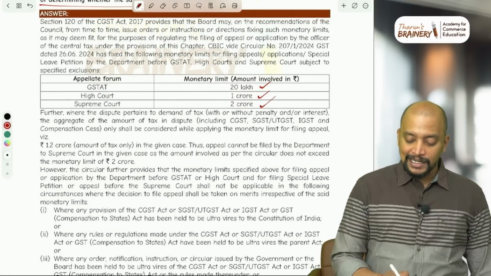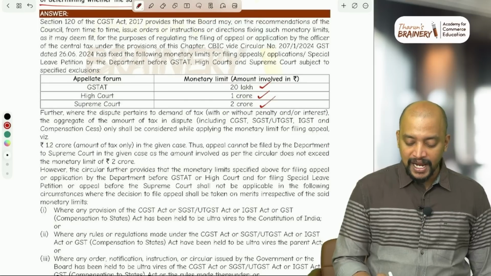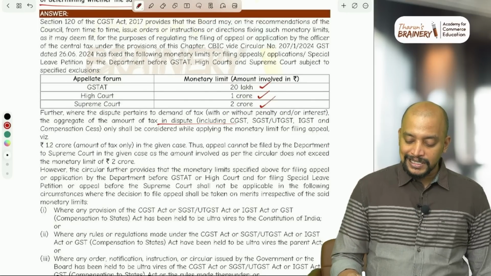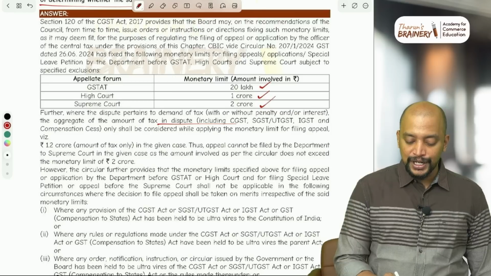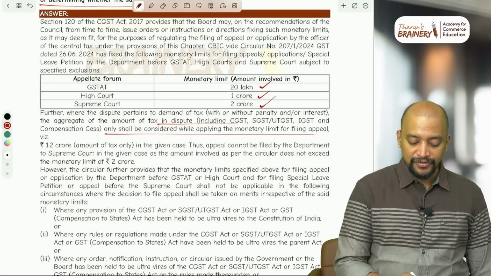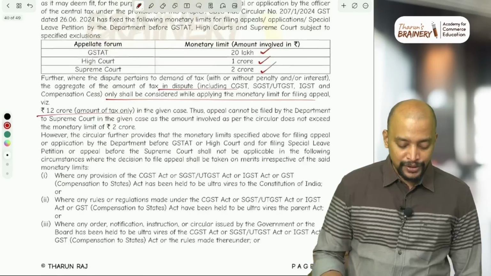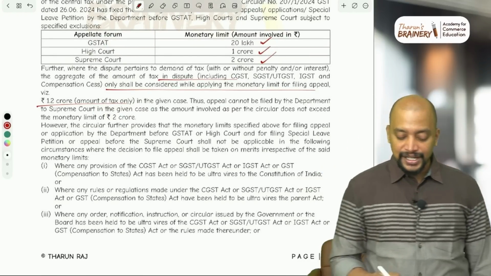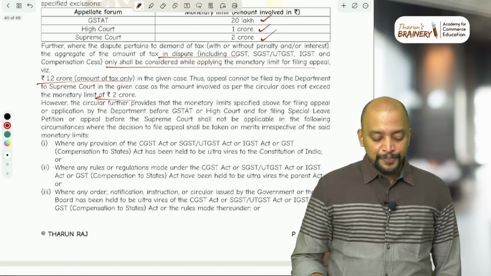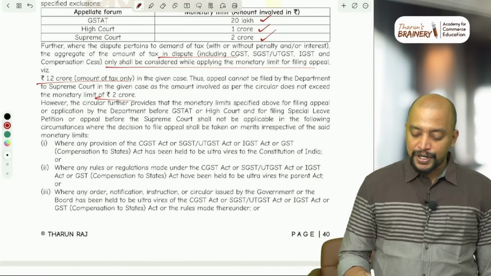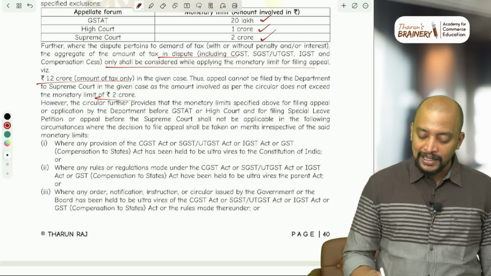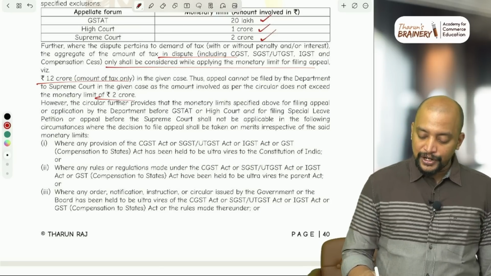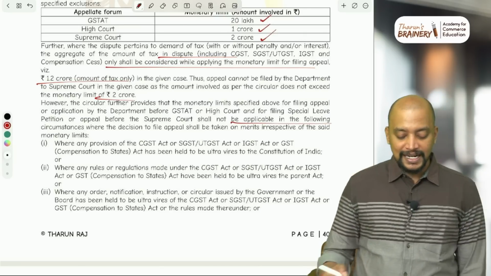with or without penalty and or interest, the aggregate of the amount of tax in dispute including CGST, SGST and compensation cess only shall be considered while applying the monetary limit for filing appeal, that is 1.2 crores in the given case, and it does not exceed 2 crores. Okay. So, however, the circular further provides that monetary limit specified above for filing appeal shall not be applicable in case of following circumstances.